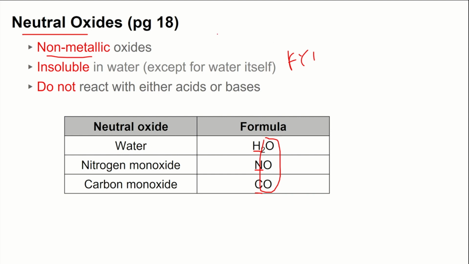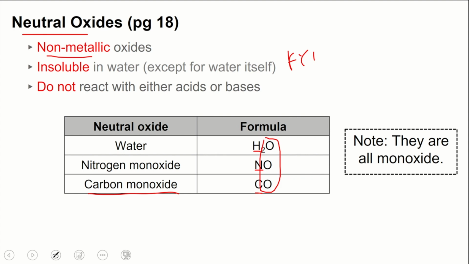Carbon monoxide, take note, this is a common mistake. Carbon monoxide is toxic, which means it can lead to death in human beings. But it does not mean that it will react with acid or alkali. Toxicity and whether or not it can react with acids or alkali are two different things, so don't confuse yourself. Just know that they are neutral. They are all monoxides, containing only one oxygen atom.